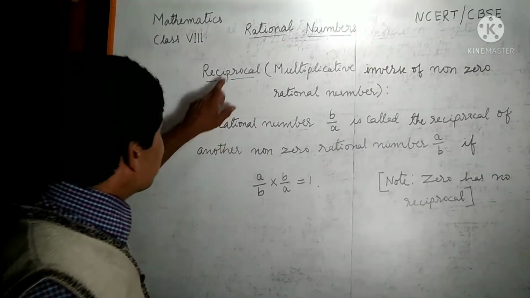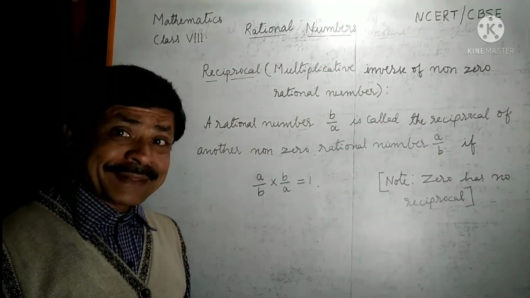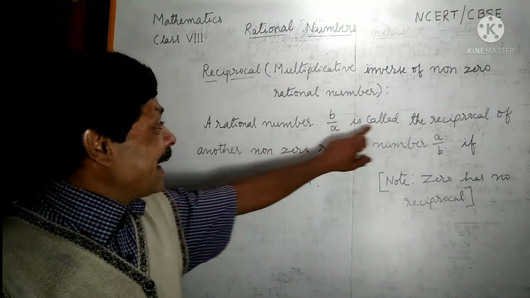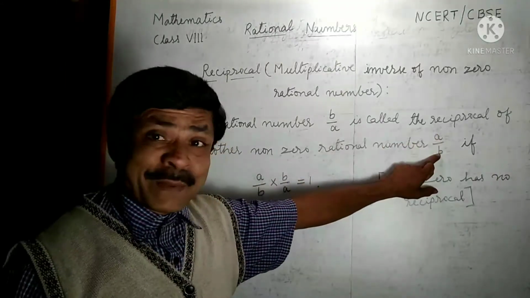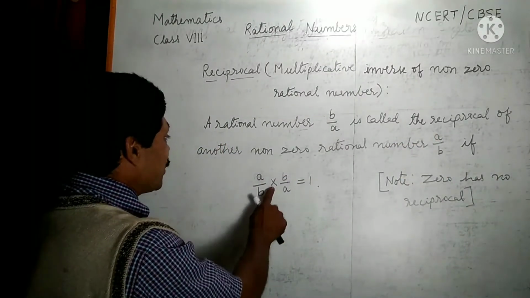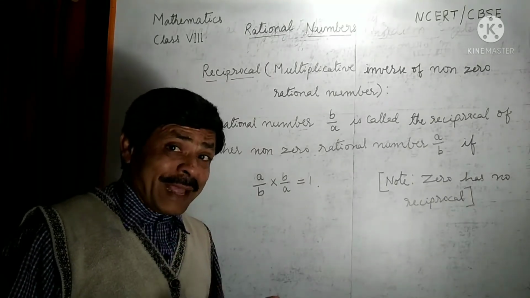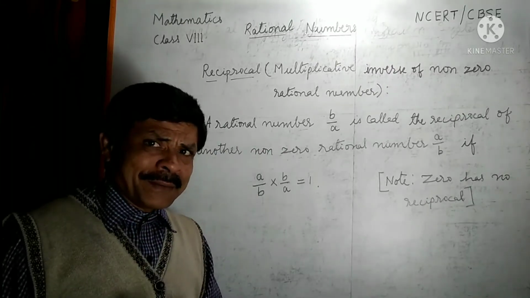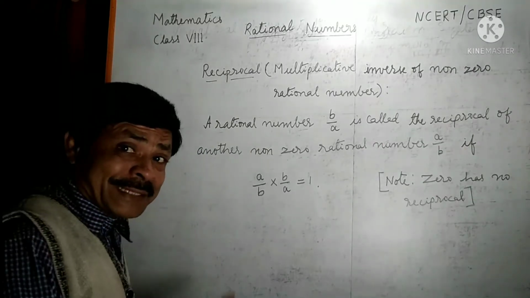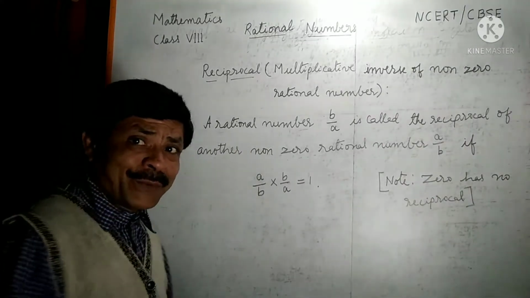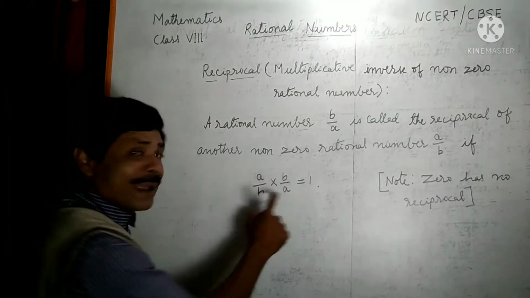Next is reciprocal. It is also called multiplicative inverse of a non-zero rational number. A rational number b by a is the reciprocal of another non-zero rational number a by b, if a by b into b by a is equal to 1. When we multiply a particular rational number to its reciprocal, we will get 1. And reciprocal of a by b is b by a.